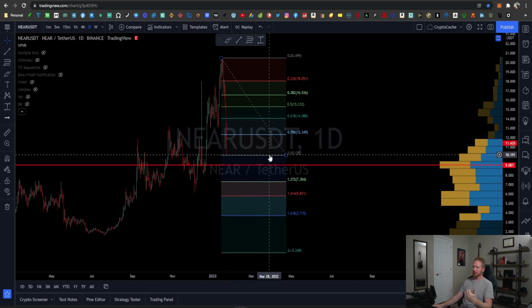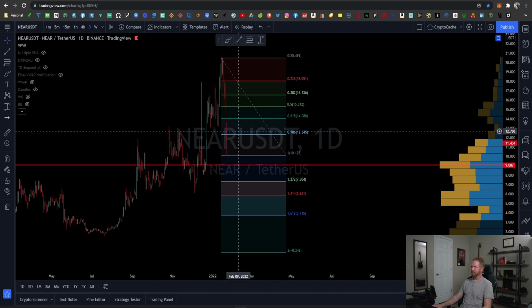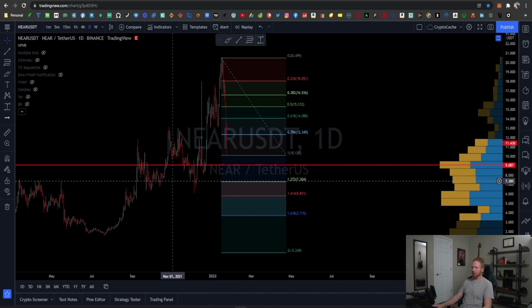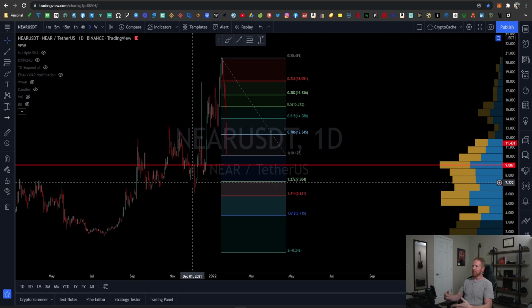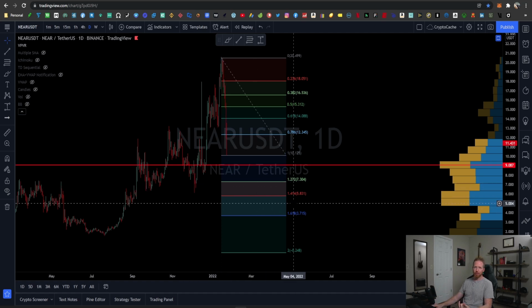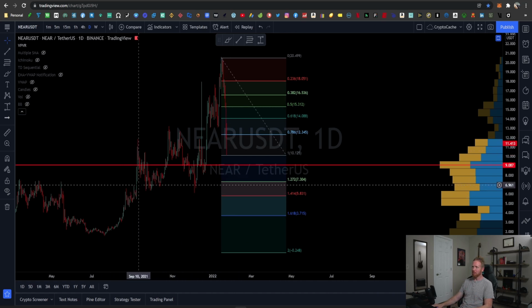So I'd say you could consider $10, but also $9.15. Then of course below that too, there's a decent amount of volume, basically right around the volume base here as well at about 7.30. Now the question is, how much lower is Near going to go? Yes, there's potential of seeing 5.83, but I think that's less likely considering how much time it's spent here.